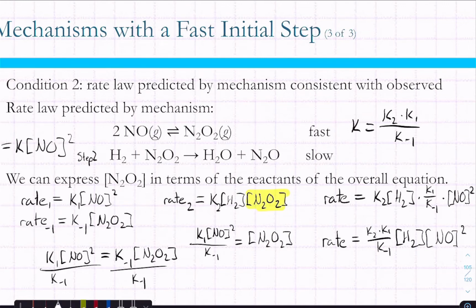I know that last bit is a little bit hand wavy, but we're saying that if this is the correct mechanism, then the k value is actually made up of the forward k of step 2 times the forward k of step 1 divided by the reverse k of step 1. So the overall k value is actually made up of these pieces.